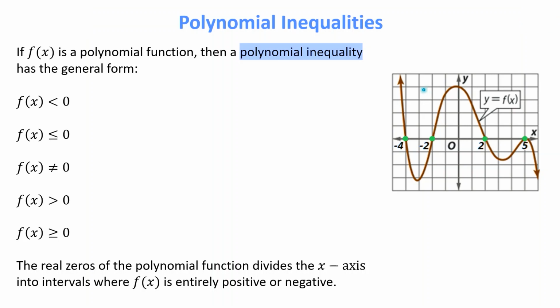And if you look at this graph now, starting from the left-hand side, this section that I've highlighted in blue, you can see lies above the x-axis. So f of x here is entirely positive. And then between -4 and -2, this section that I've highlighted in red, which lies below the x-axis, this is where f of x is entirely negative. And then between -2 and 2, we can see f of x is entirely positive. And then between 2 and 5, we can see f of x is entirely negative.